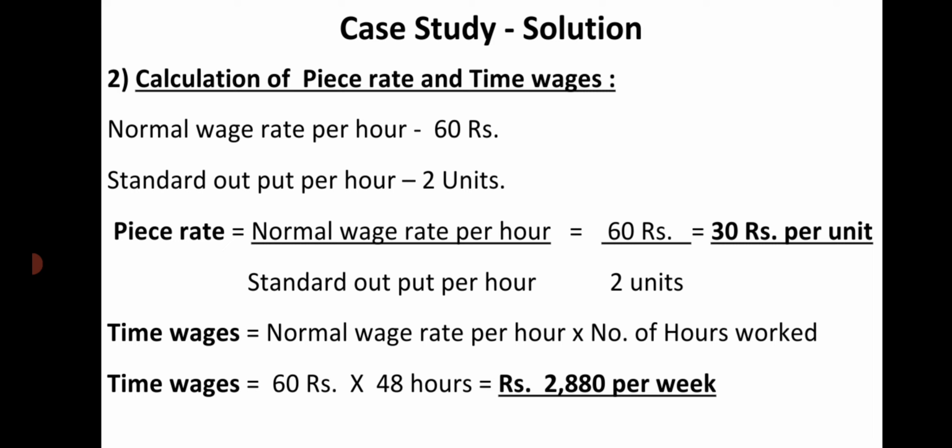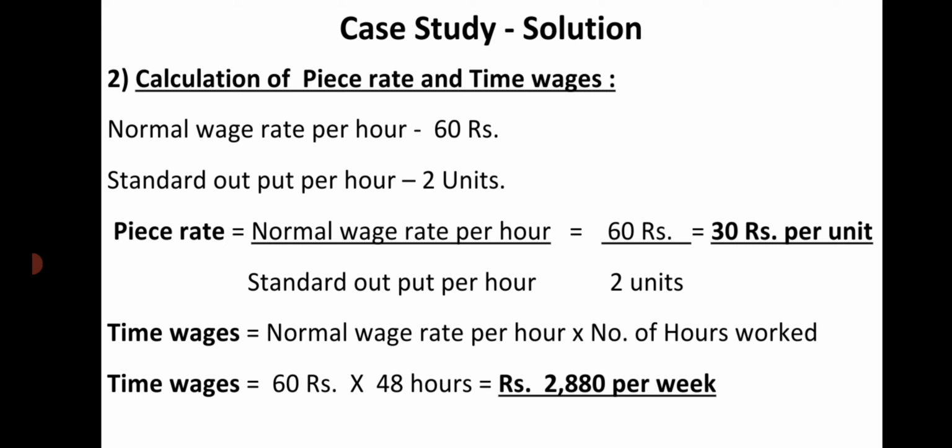Calculation of piece rate and time wages, both we have to calculate. First, piece rate. Normal wage rate per hour is 60 rupees and standard output per hour is 2 units. Piece rate is equal to normal wage rate per hour divided by standard output per hour. That means 60 rupees divided by 2 units, 30 rupees per unit. For 1 unit, the normal piece rate will be 30. Actual piece rate will be 30 rupees.